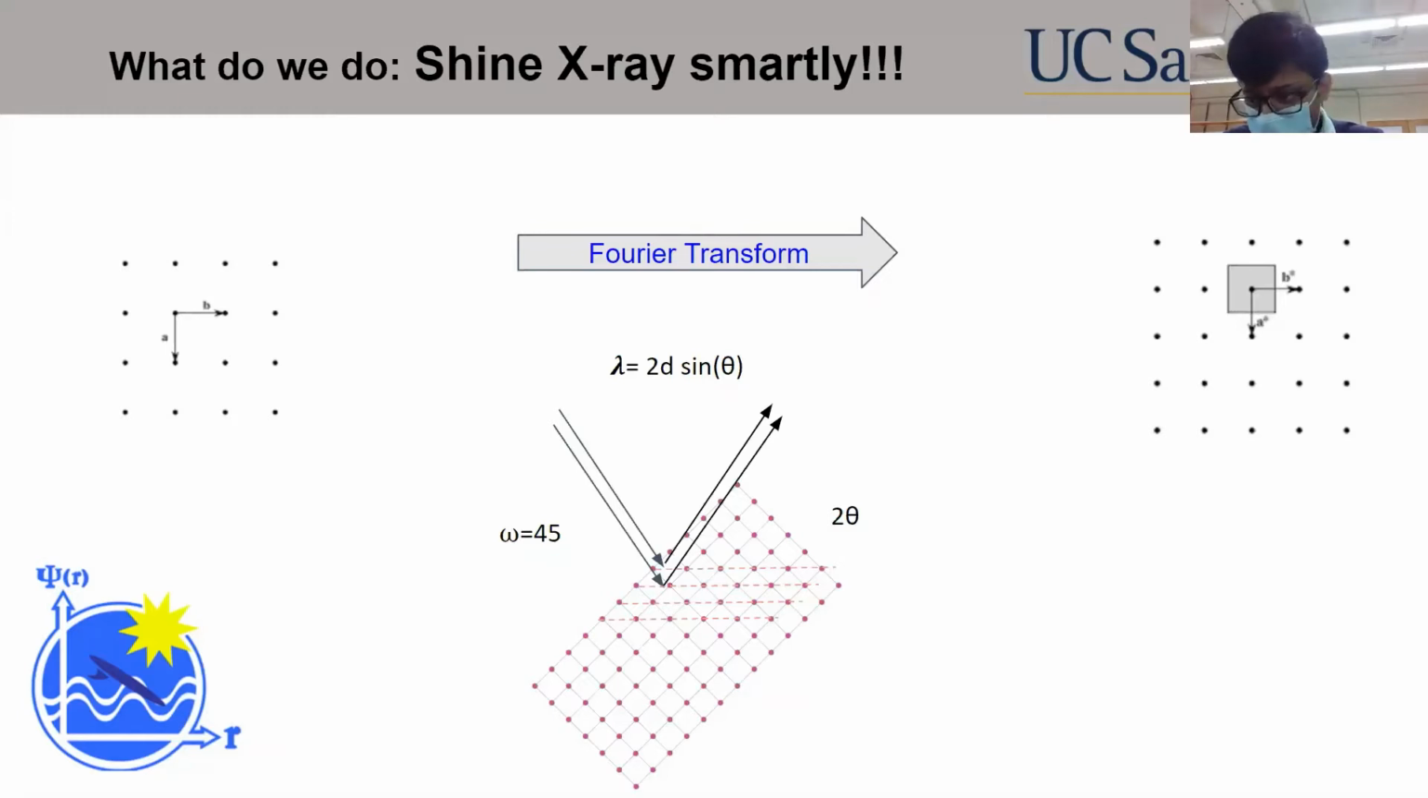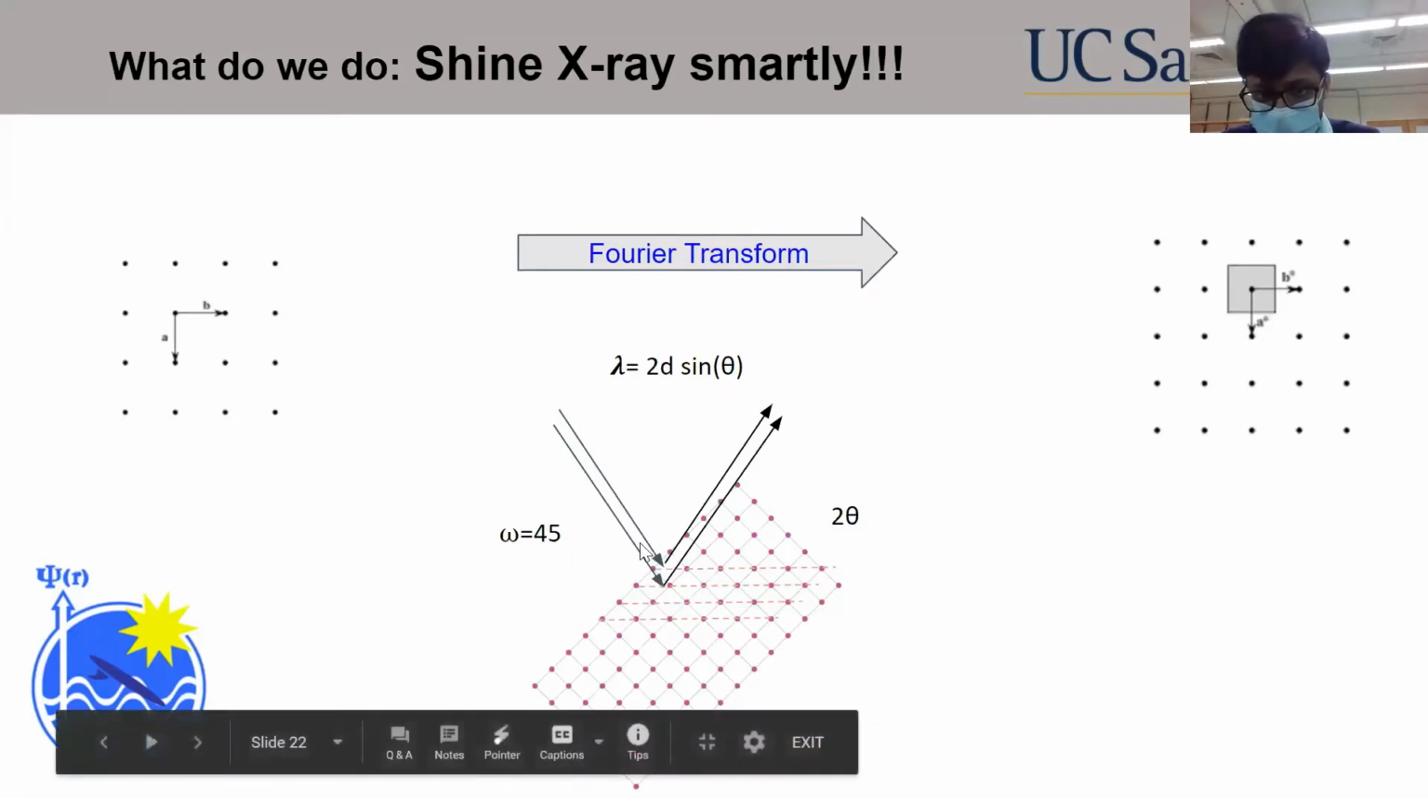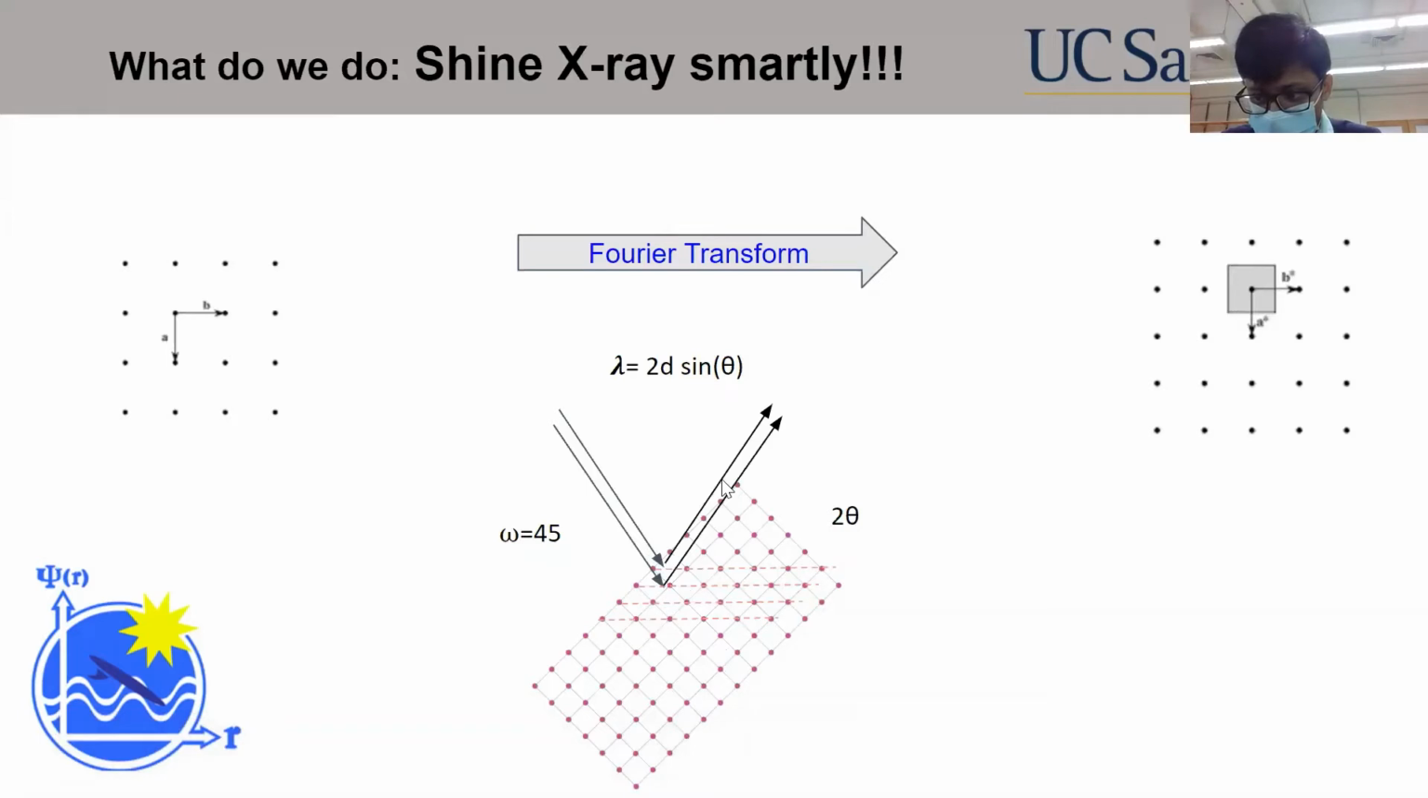Right? And theta is the angle by which the incident ray, theta is half of the angle by which the incident ray changes direction. So in other words, if there was no sample, the incident ray would go directly like this. Instead, it is reflected by 2 theta. So this is called diffraction, and that is how we take the Fourier transform.